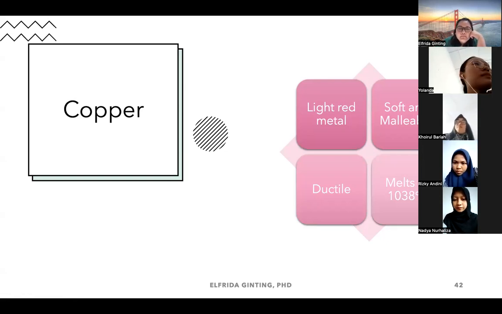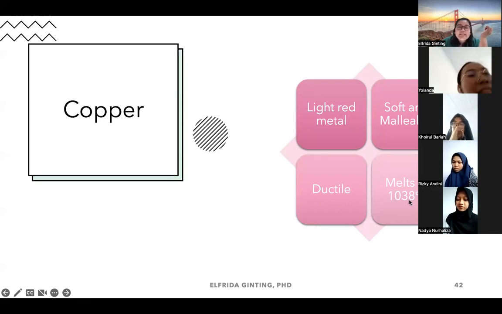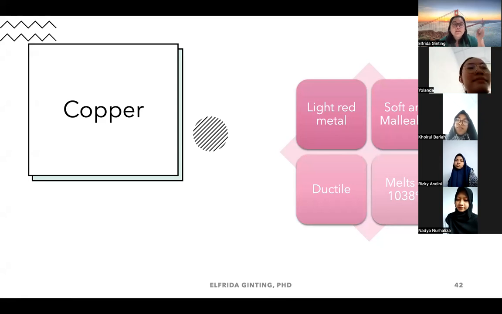Now, if you look at bismuth earlier, what is the melting point for bismuth? 271.5 degrees Celsius. Now, when you compare to copper, the melting point is 1038 degrees Celsius. So it's much higher. The melting point of copper is much higher compared to bismuth.